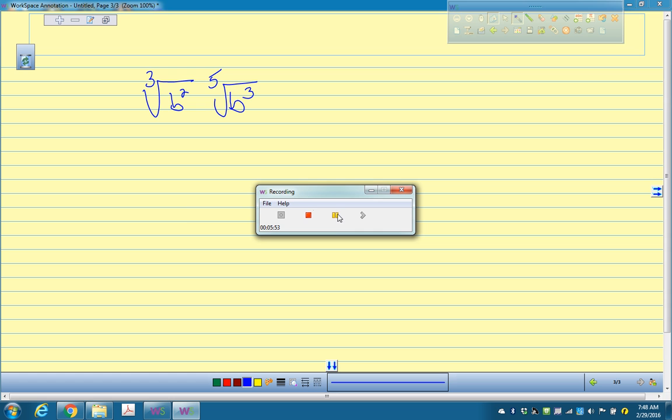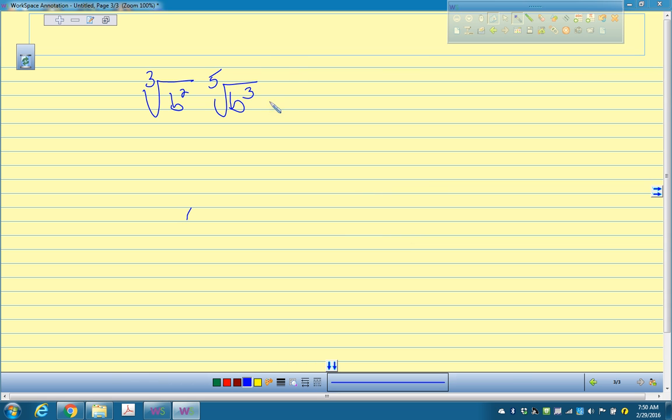And Jessica's not here. So I'm assuming what Will did is he rewrote this as B to the 2/3 times B to the 3/5, and then he found a common denominator which is 15, right? And so that's B to the 10/15 times B to the 9/15, and then you add together the exponents, you got B to the 19/15. Who else got that? All right, good.